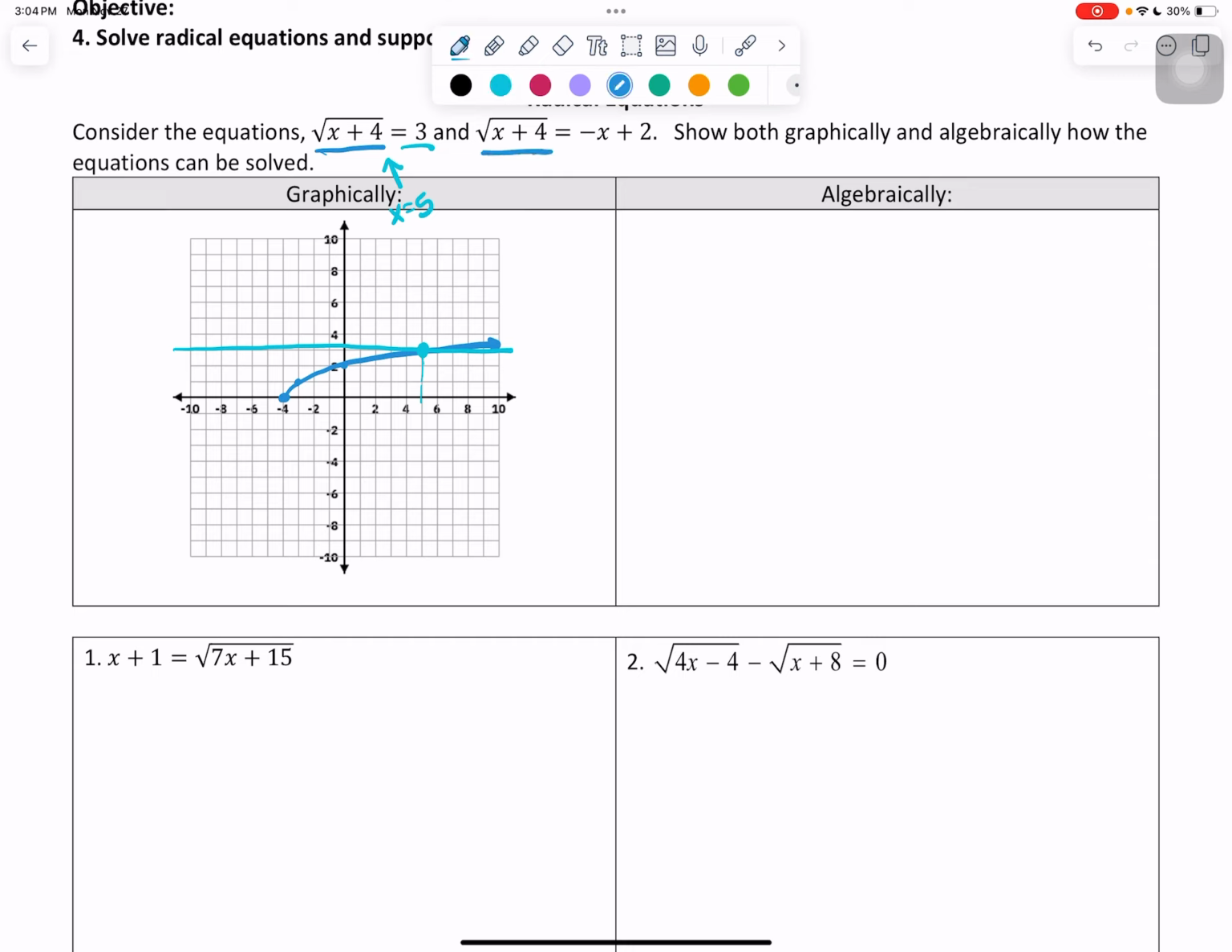All right, now the next equation, the first part's the same. So square root of x plus 4, I've already graphed it. Now, the second part is negative x plus 2. So this is a line with a y-intercept of 2 and a negative slope. So there's the y-intercept, negative 1 slope. Okay, and you can see easily where they intersect. They intersect at 0, 2. So that means when x is 0.